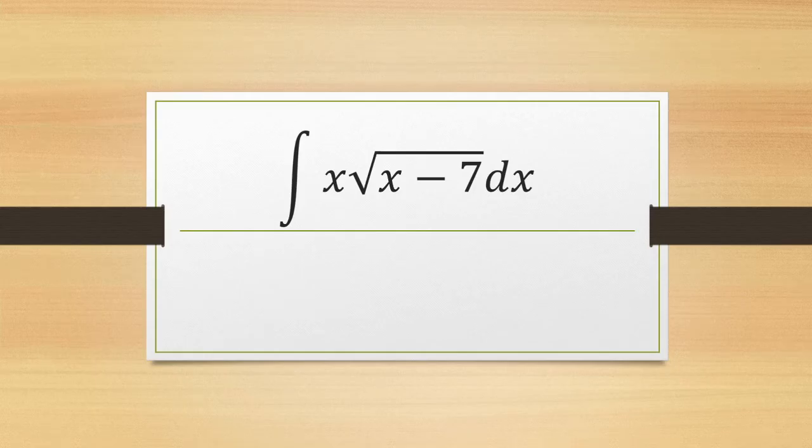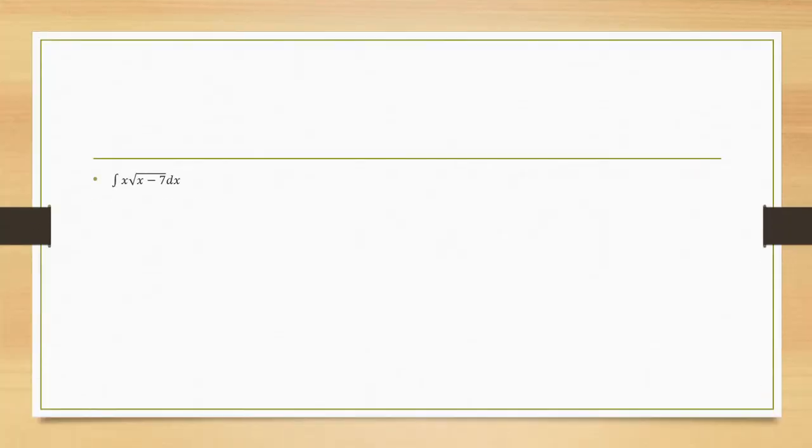In this video, we'll be finding the integral of x times the square root of x minus 7. The first thing we're going to do is use integration by parts. So we're going to let u equal x and dv equal the square root of x minus 7.